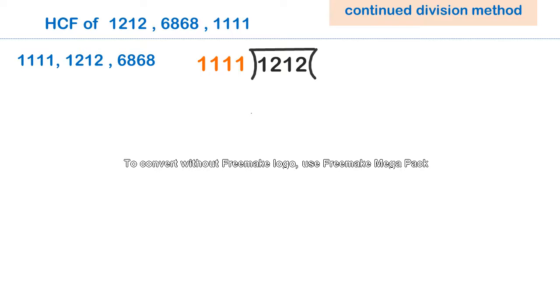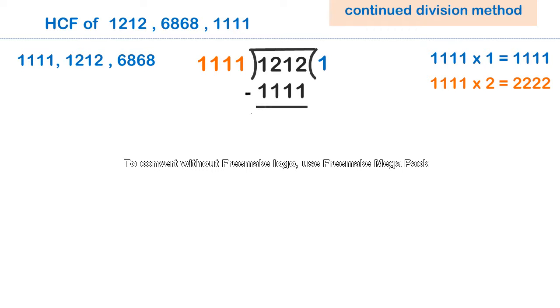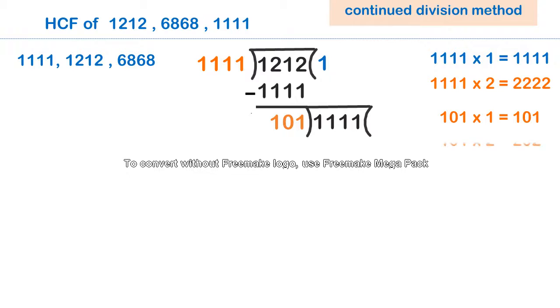So divide the bigger number 1212 by the smaller number 1111. How many times does 1111 go into 1212? One time. So write 1111 below 1212 and subtract. We get the remainder 101. Now we need to take this remainder as the divisor and divide this number by the previous number 1111. First we take the 3-digit number 111 because 111 is bigger than 101 and divide. How many times does 101 go into 111? One time. So write 101 below 111 and subtract. We get the remainder 10.